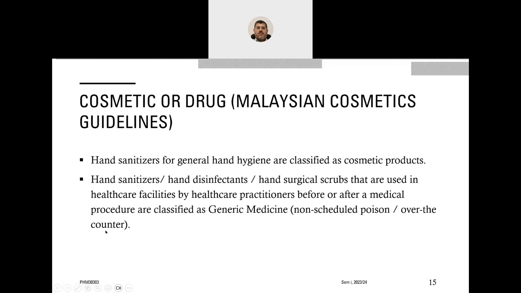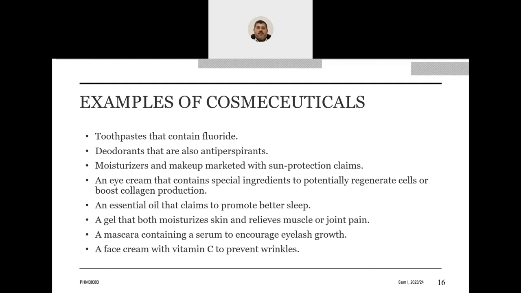So these are examples of cosmeceutical products. Toothpastes that contain fluoride. Deodorants that are also antiperspirant. Moisturizers and makeup marketed with sun protection claims. An eye cream that contains special ingredient to potentially regenerate cells or boost collagen production. So we have additional therapeutic claims here. Okay. Essential oil that claims to promote better sleep. So we're talking about pharmacological effect.